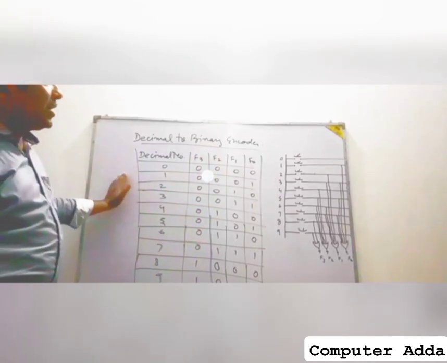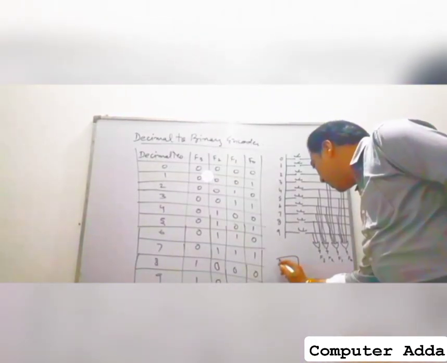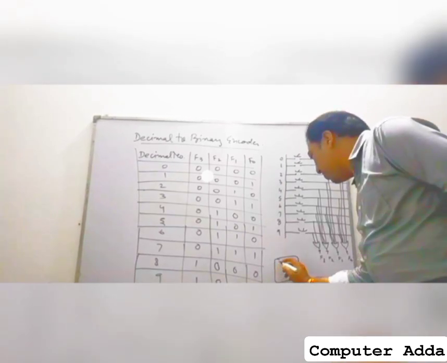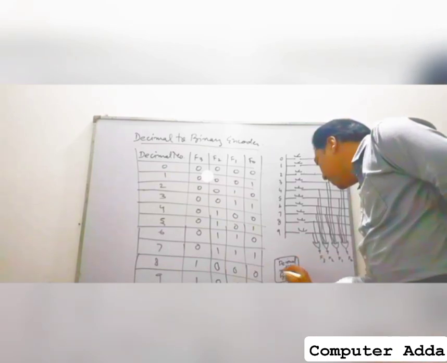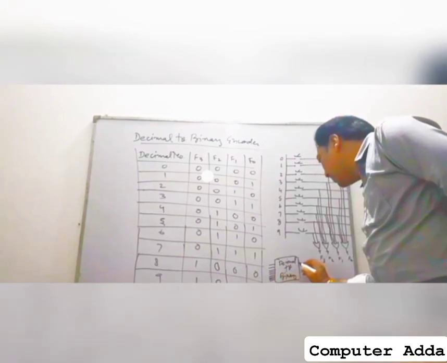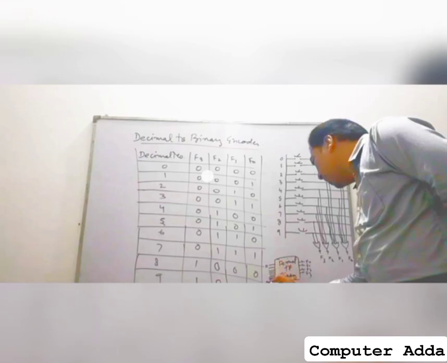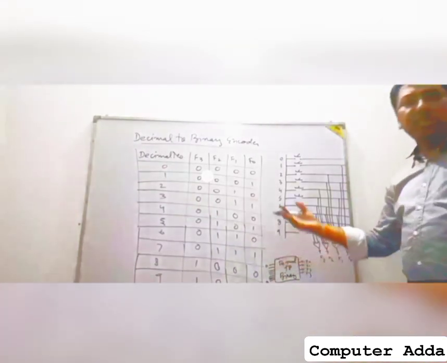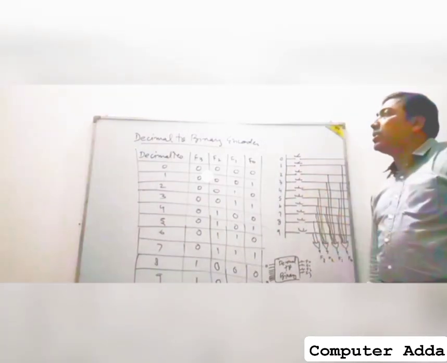So this is the truth table of the decimal to binary encoder, and this is the circuit diagram. There is also a block diagram that represents the overall working of the decimal to binary encoder. On this side we make a total of 10 lines, representing inputs 0 to 9, and on this side 4 lines, representing outputs F0, F1, F2 and F3. Generally the block diagram is not asked in the question paper, but you should know it for the working. So this is all about the decimal to binary encoder.